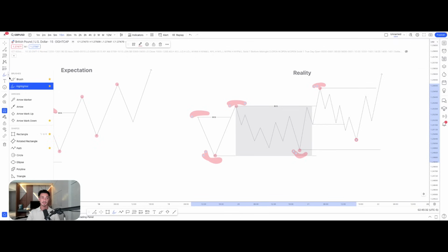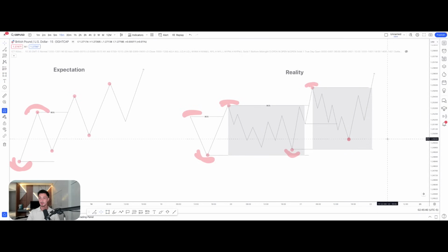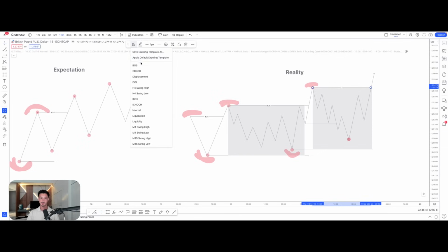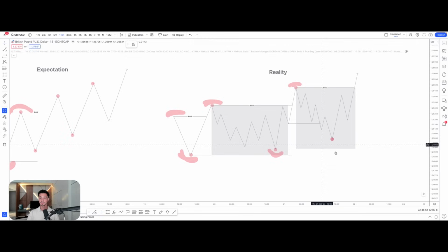Why? Because again, if we just map out the box again from the new range, the high to the low, and we draw it across, right? Essentially, we have the break of structure back to the upside, which is, of course, as expected. Break of structure, continuation.